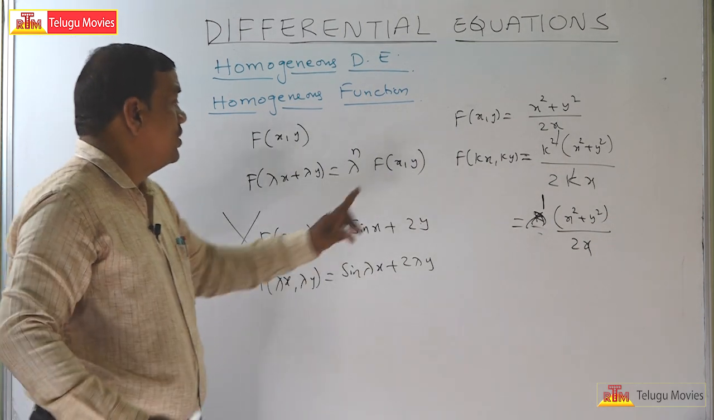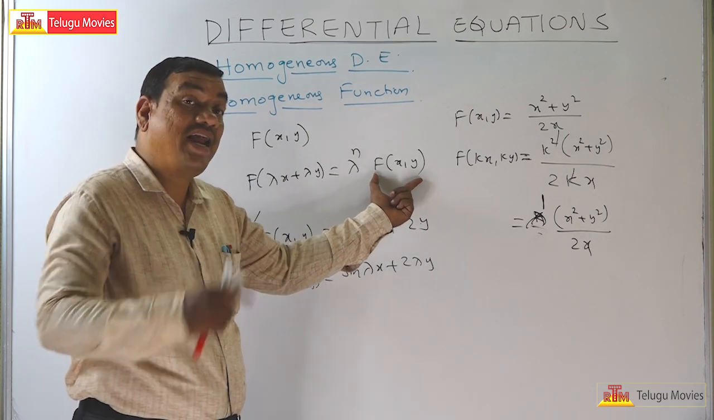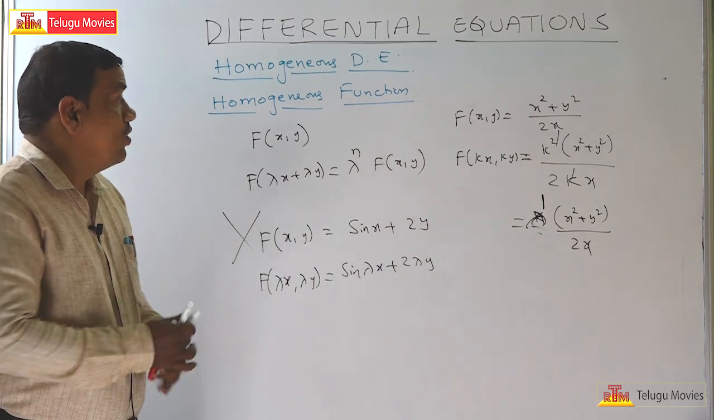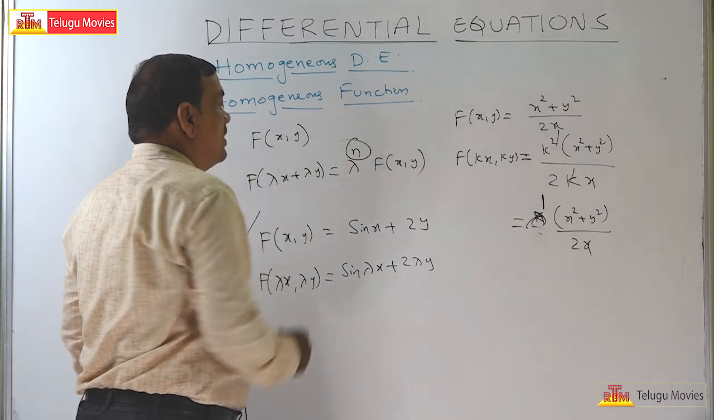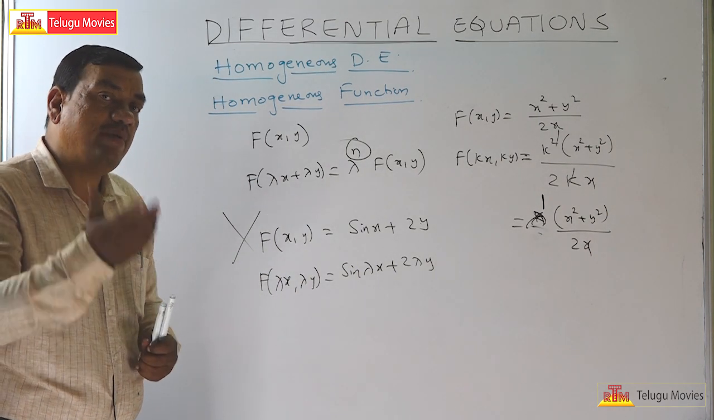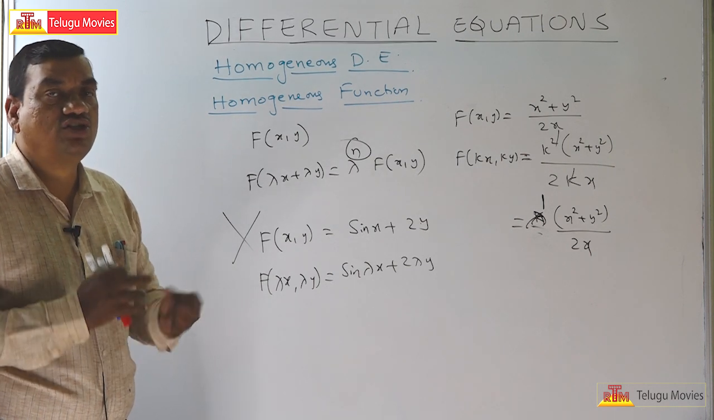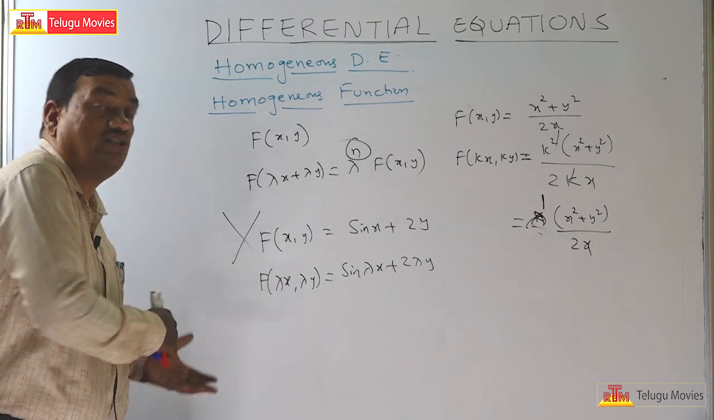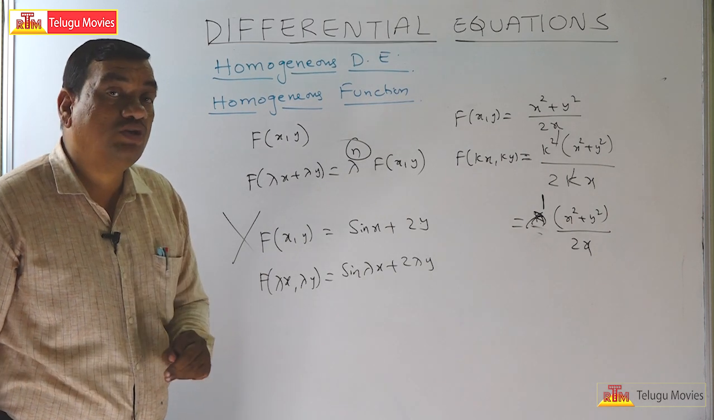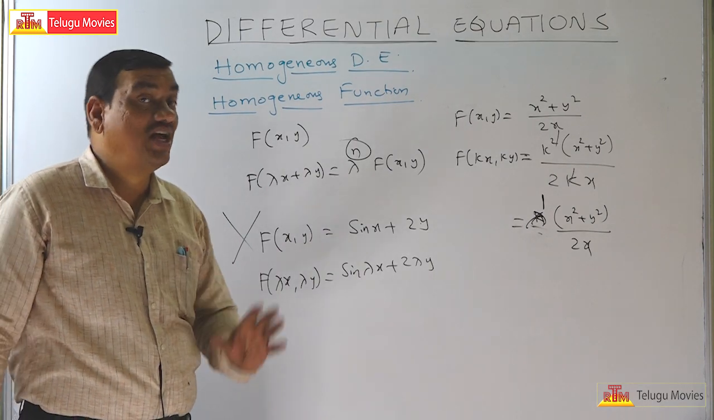The first thing is the lambda should come outside, and you have to regain your original function. Then only we call it a homogeneous function. Whatever may be the power of lambda, power n, that may be positive or negative. Definitely you will get an integer: either 0, 1, 2, 3 or minus 1, minus 2, minus 3 also. I hope you understand what is meant by a homogeneous function. Let us see what a homogeneous differential equation is.